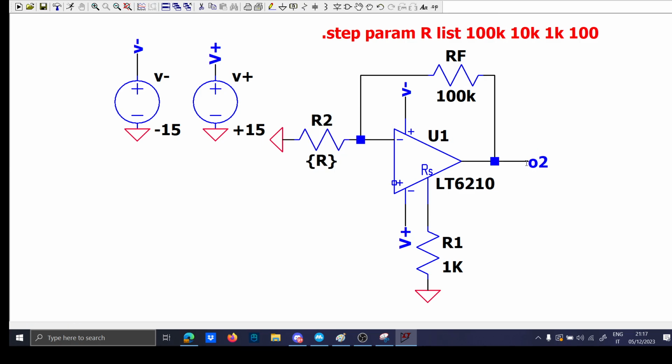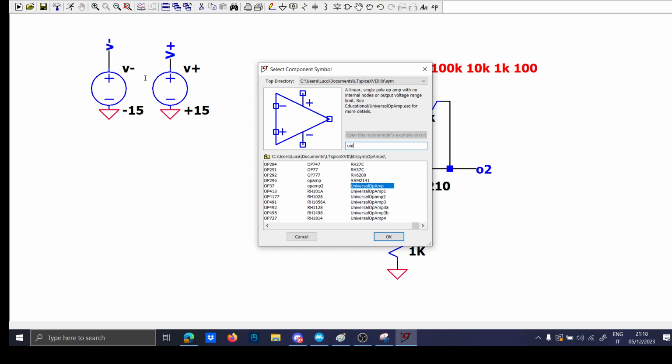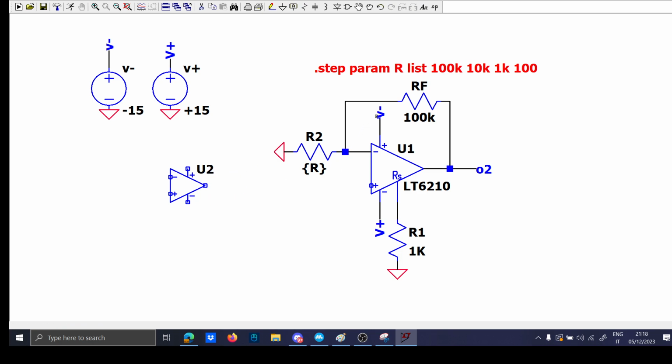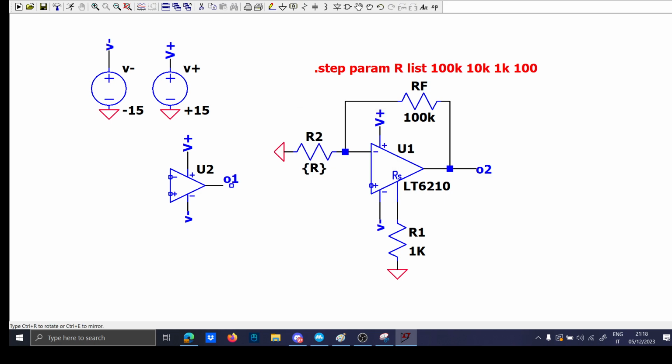Let's call this O2. And now let's do the same with the classical op-amp. Let's use the universal op-amp 1. Let's do the same here. Oops, I put exactly the contrary: V minus here and V plus here. And let's call this output O1. Let's put this to ground for both the inputs. Sorry, here I forgot the signal.